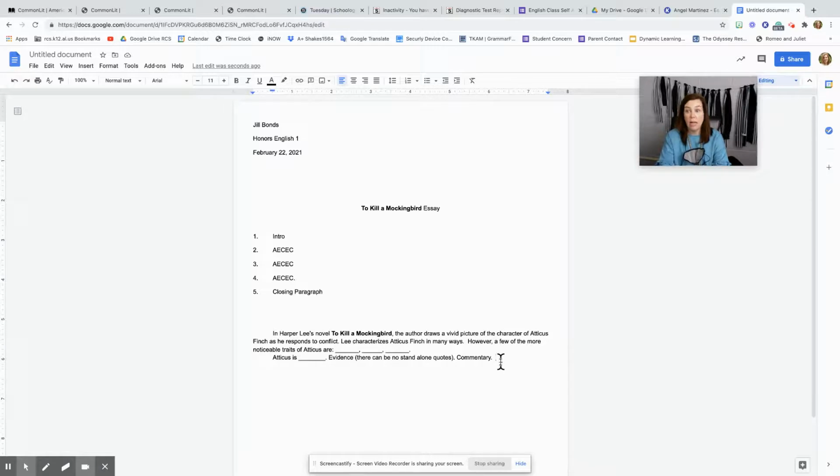Now, this is where some of you struggle, because you may not have pulled enough of a quote to split it up into two, or you may have to go back into your notes and find another quote. So you must have more evidence and additional commentary. You're going to do the same thing again. Same thing here. And then you're going to write your conclusion, your closing paragraph.